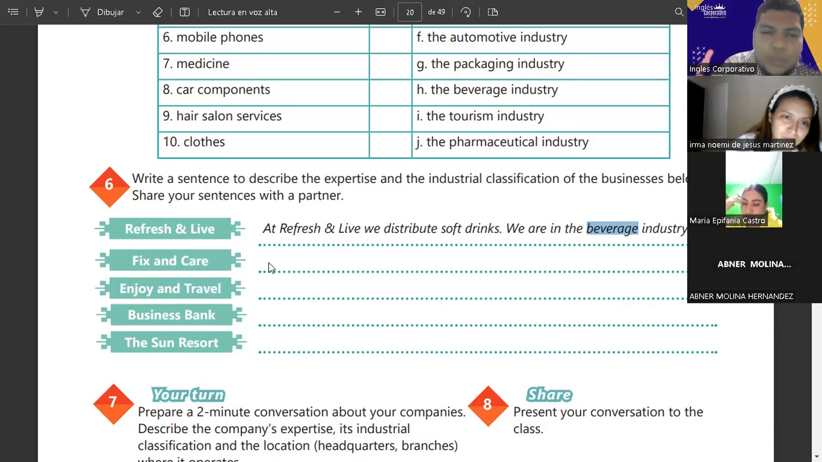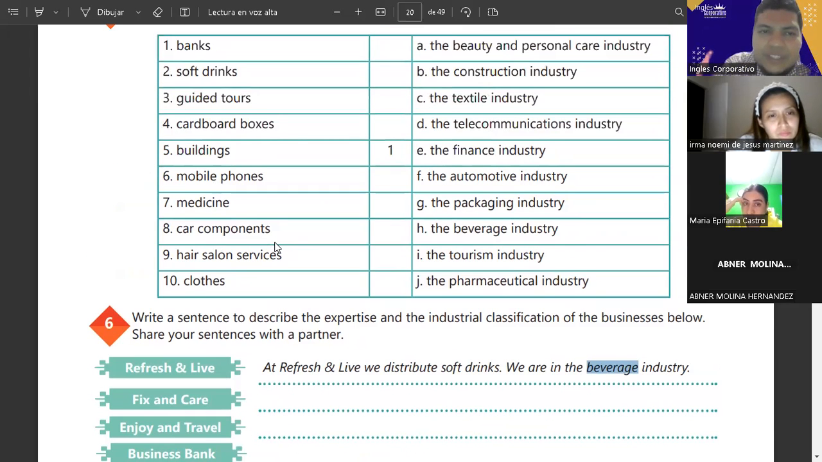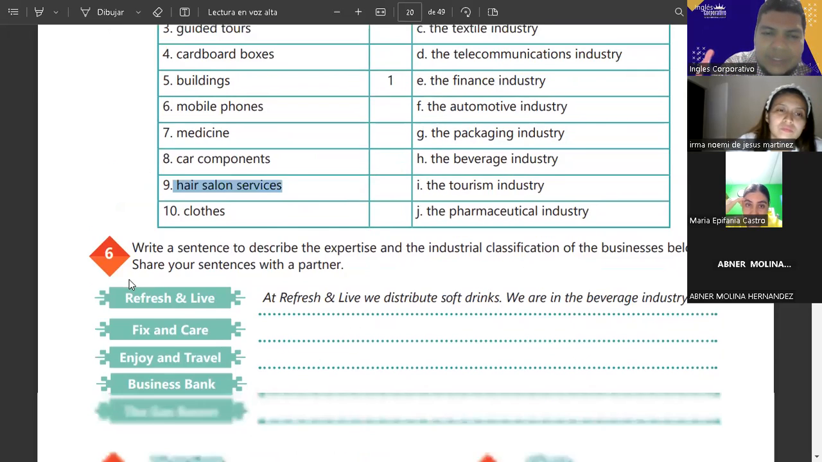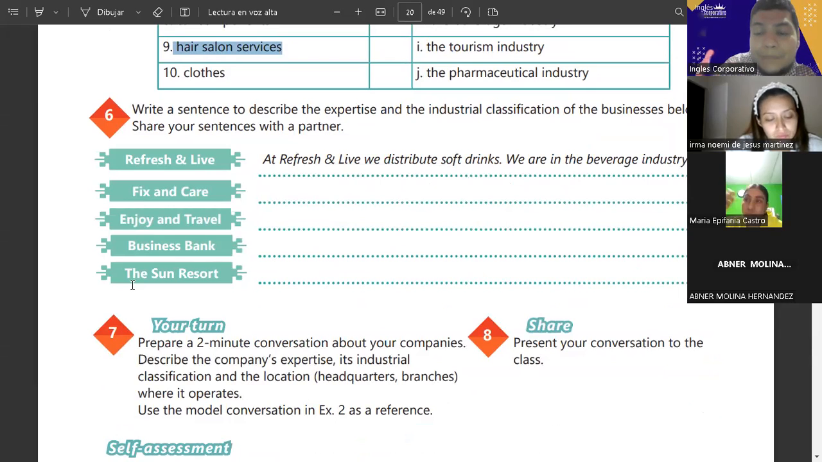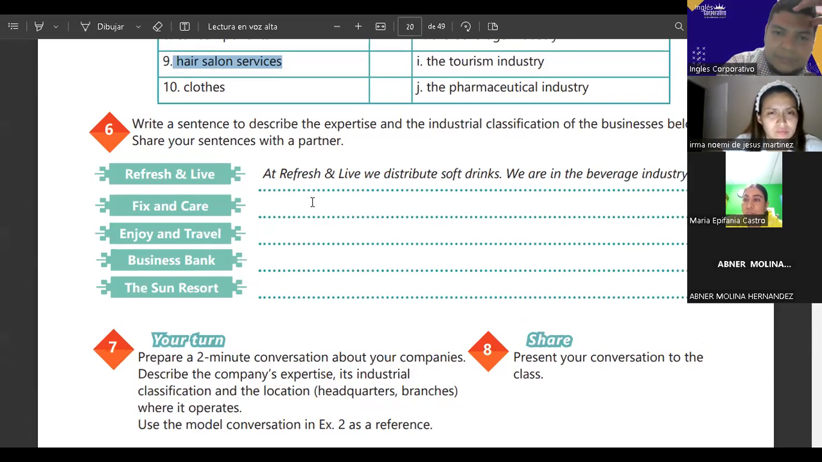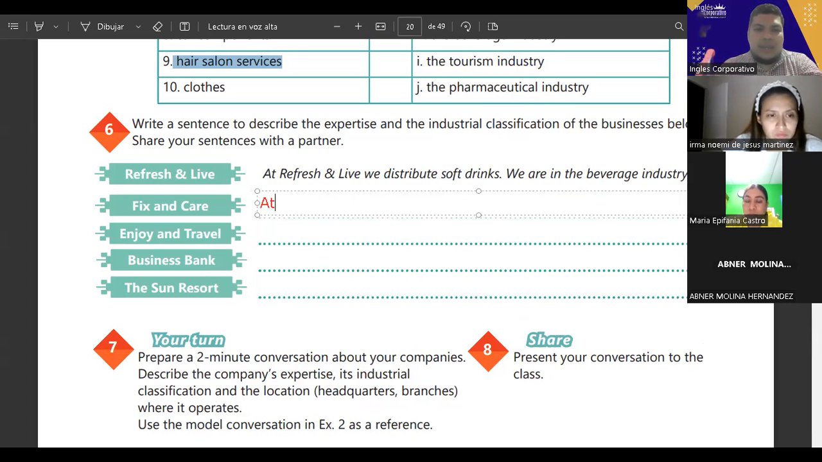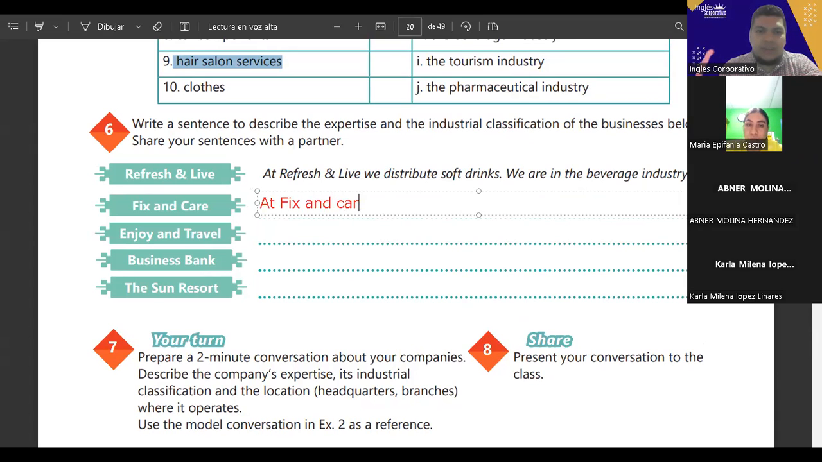So, and you go on this one. Entonces, ¿cómo dirías esto? All right, so, ¿qué hace Fix and Care? ¿Qué distribuye Fix and Care? Salon. All right, excellent. So, and then what can we actually enter here, people? Beauty and facial care products. We distribute beauty products. Beauty and facial care products.